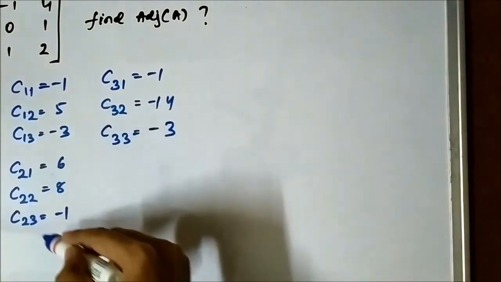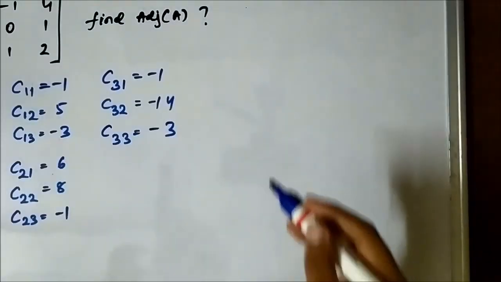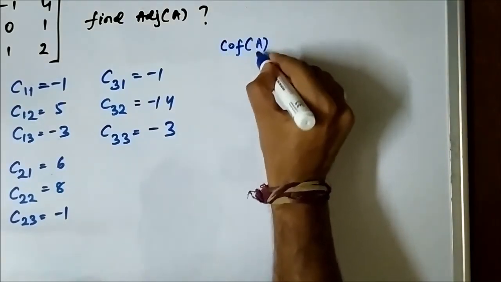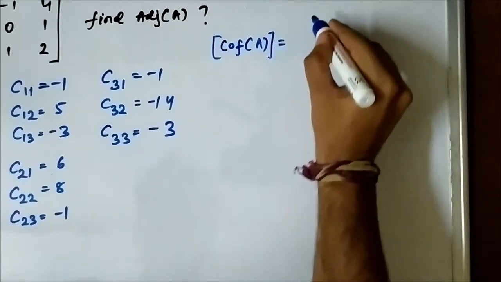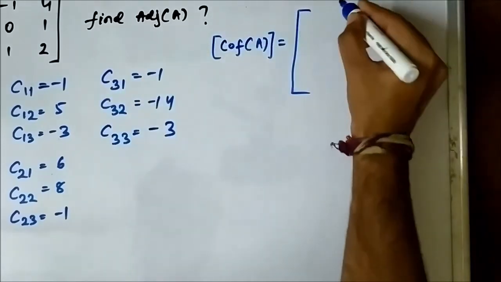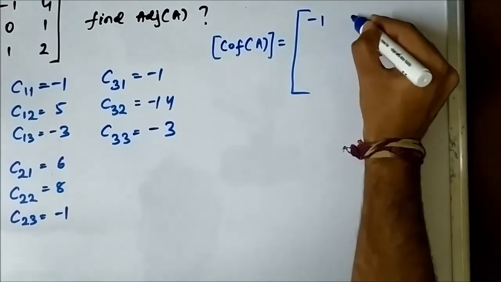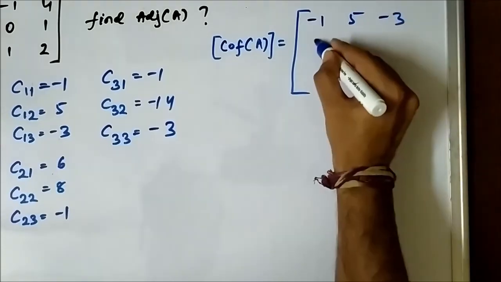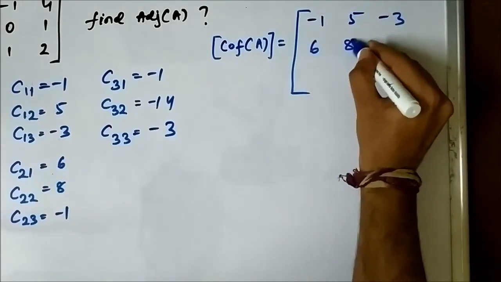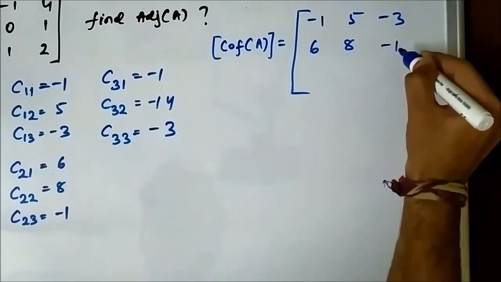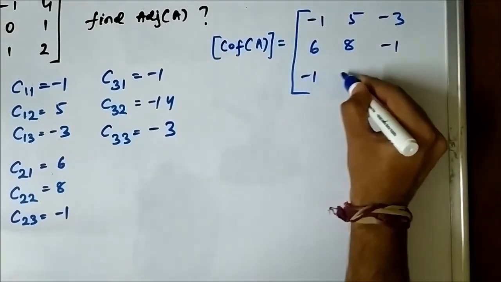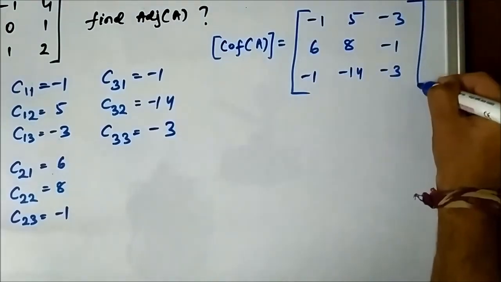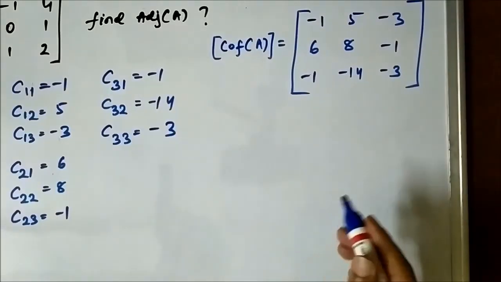So we have determined all the cofactor elements. Now we have to form the cofactor matrix of A, which is this: C11, C12, C13, C21, C22, C23, C31, C32 and C33. This is the cofactor matrix of A.